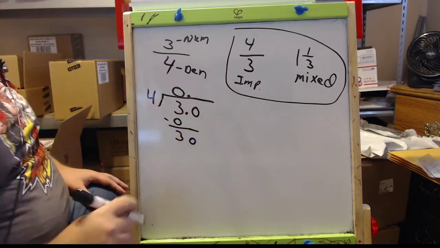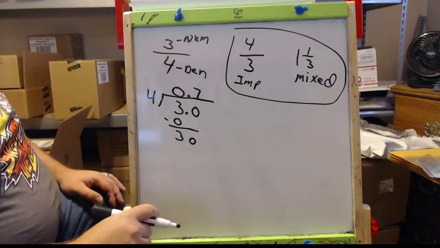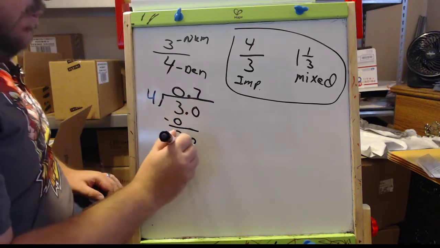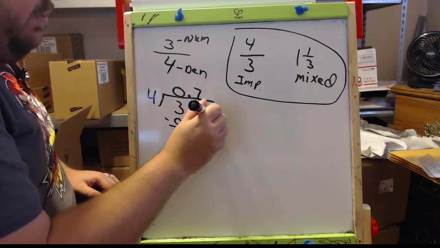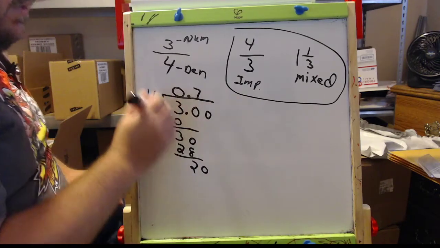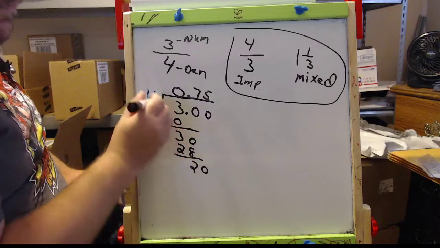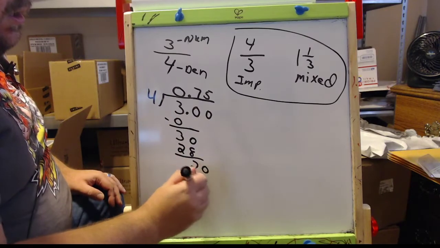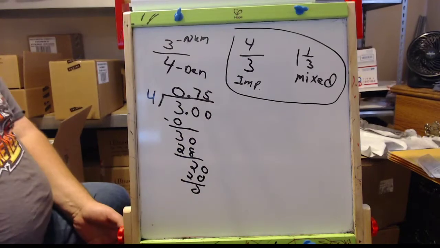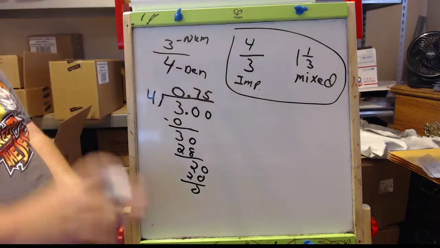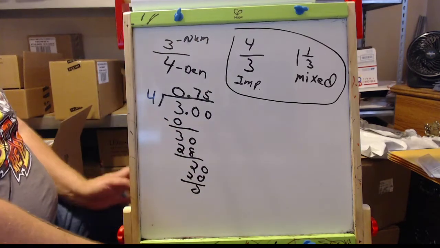Now 4 has to go into 30. 4 goes into 30 7 times. 7 times 4 is 28, 2 left over. 4 can't go into 2, so we put another 0, bring it down, and we continue that until we have nothing left. 4 times 5 is 20, and therefore 3/4 as a decimal is 0.75. We'll talk about decimals later on in a separate video, including how to get our decimals back to fractions.